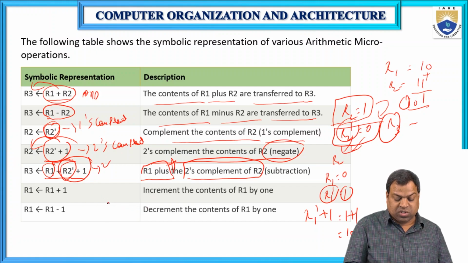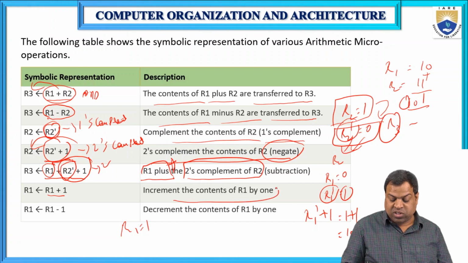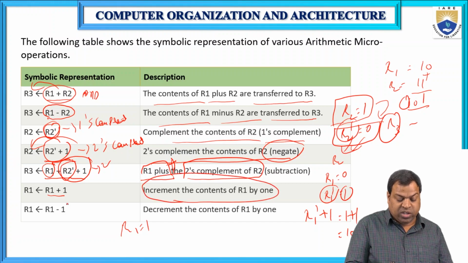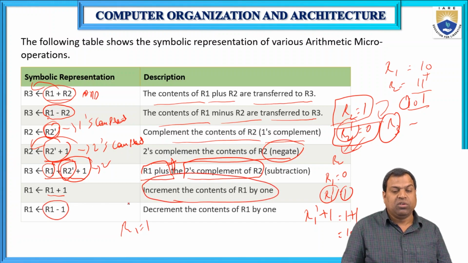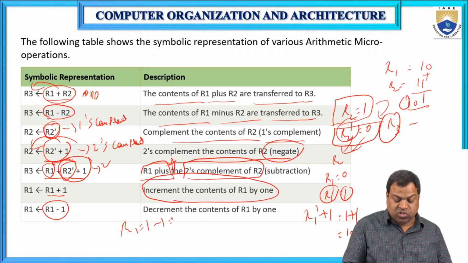So R1 plus 1 means increment of R1. Suppose R1 equal to 1. We are incrementing, 1 plus 1. The resultant value is stored in R1. Here, decrement. What is the R1 value? For that, R1 equal to 1. Decrement means 1 minus 1. That is 0. It will be stored in R1.